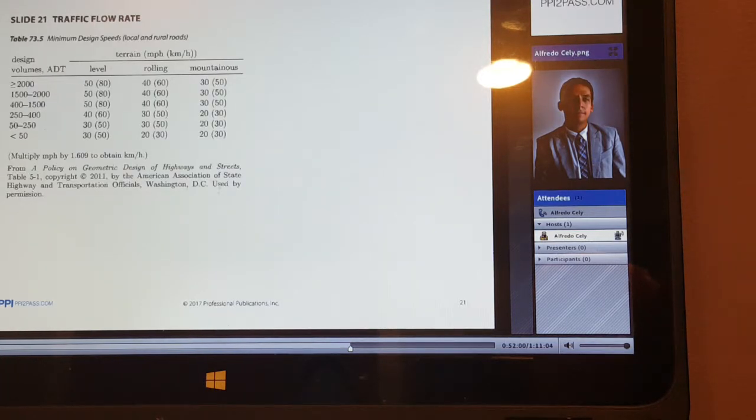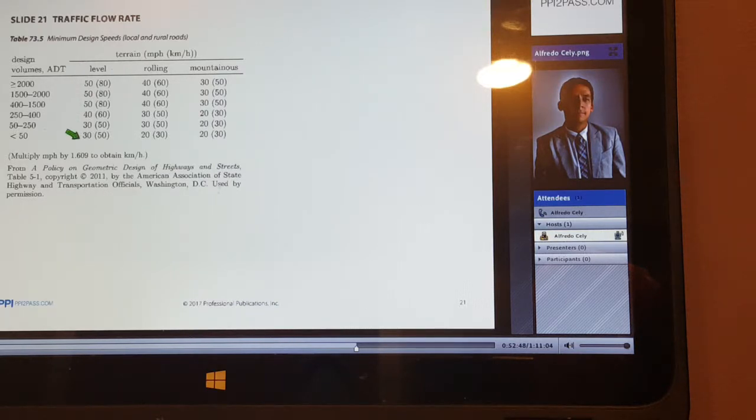Now here we see the minimum design speeds for local and rural roads. And these are based on the design volumes, on the average daily traffic. This is based on the average daily traffic, not the average annual daily traffic. And see how transportation engineers like to divide their terrain into level, rolling, or mountainous terrain, right? So for flat terrain, you can see that your speed will be about 50 miles per hour if you have large volumes. And if you have smaller volumes, you will have 30 miles per hour.